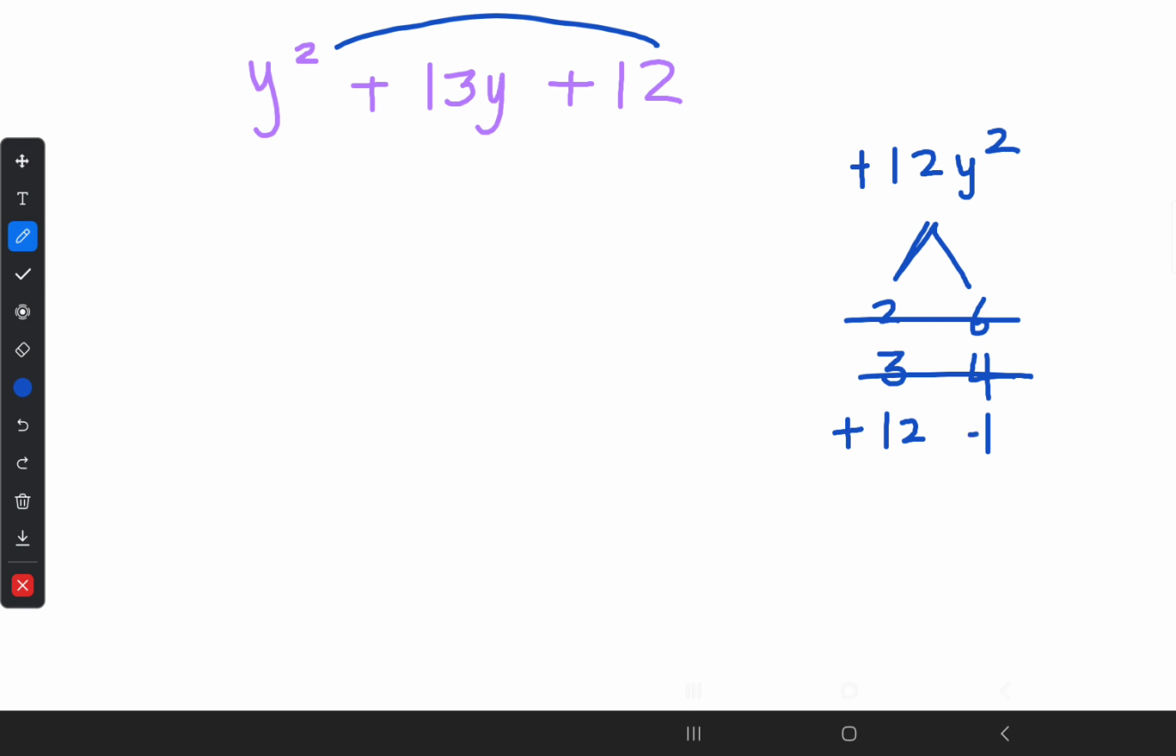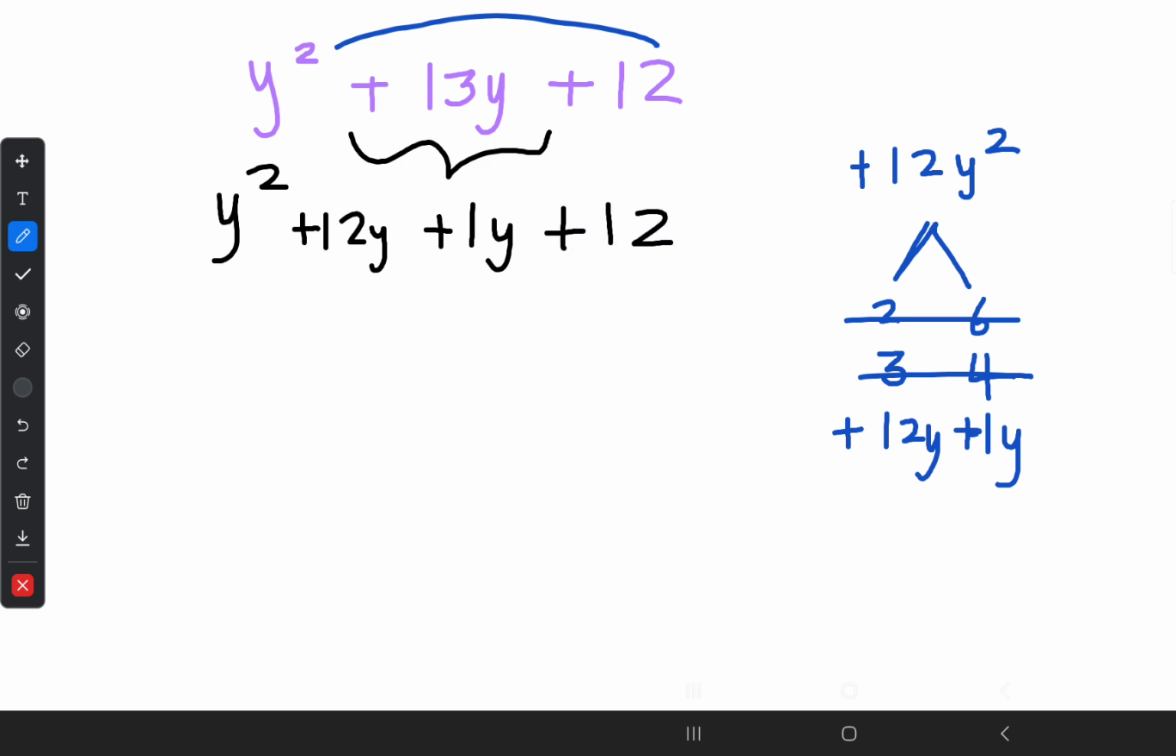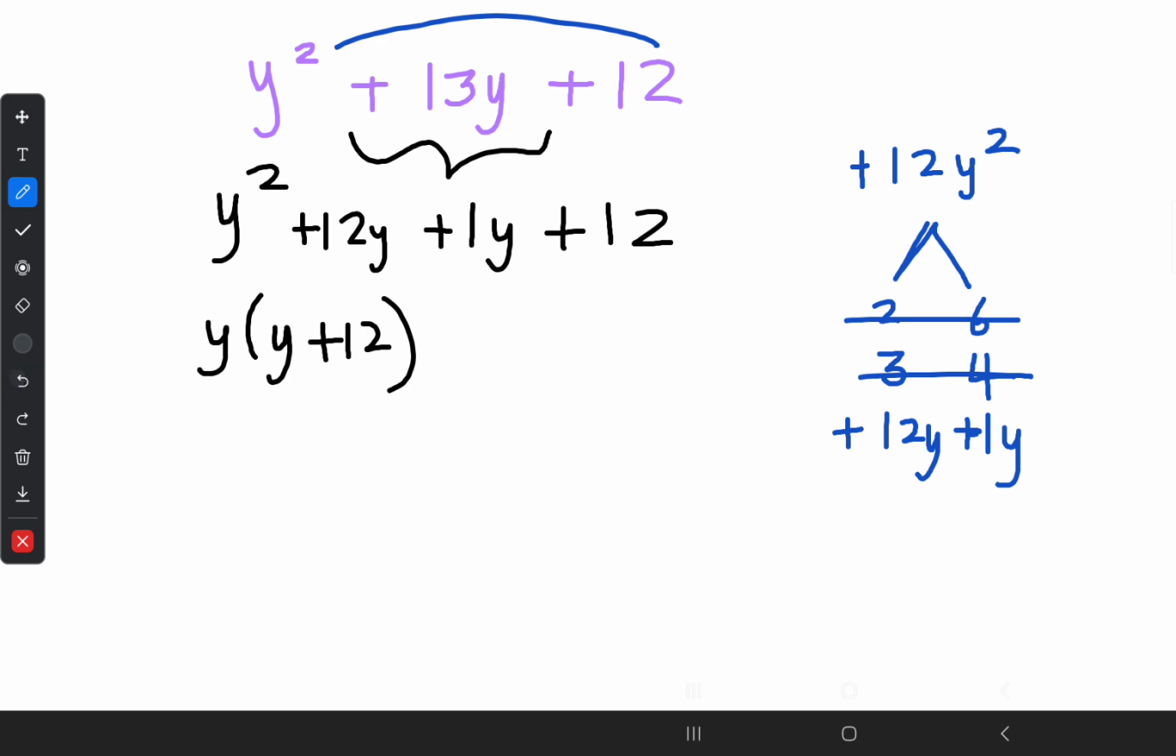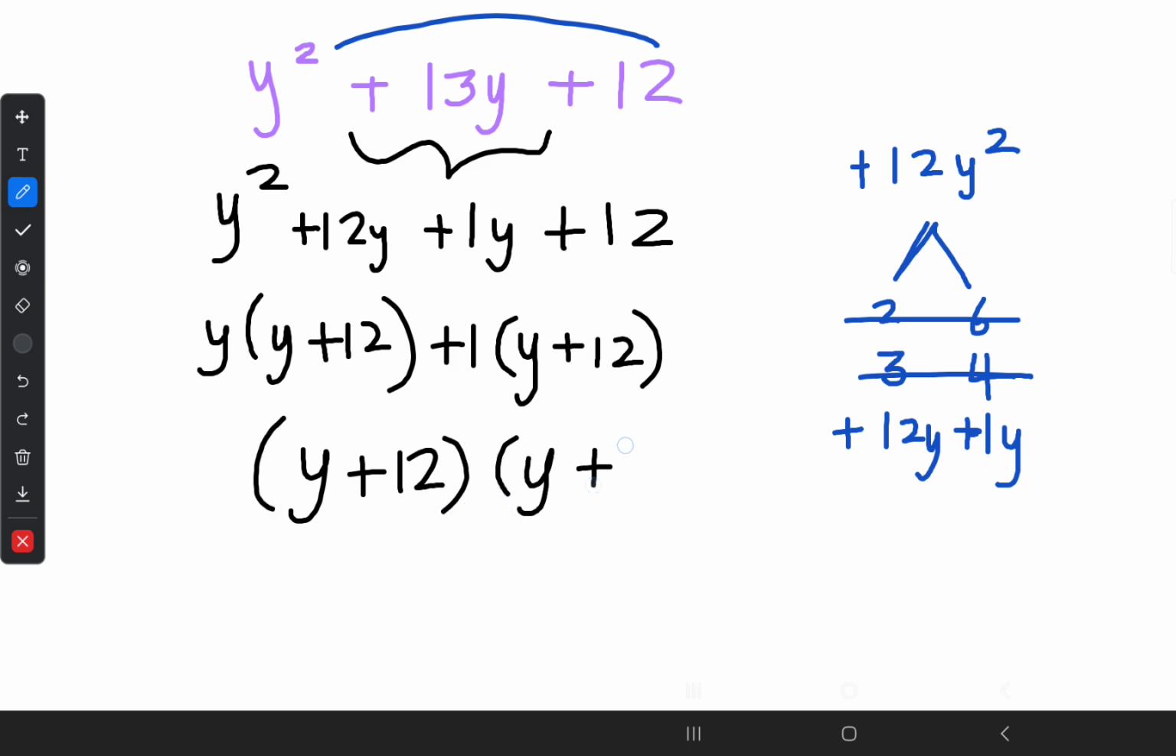Positive multiplied with positive is positive. Here 12y and 1y. This is the separation we need to operate. Then y squared remains the same. This 13y is separated as positive 12y plus 1y plus 12. From the first two, the common factor is y, thereafter y plus 12. In the next two, there are no numbers or variables to factorize, so we can select just 1, dividing 12 by 1 gives 12. Finally, y plus 12 into y plus 1. That's all for factorization of a quadratic expression.